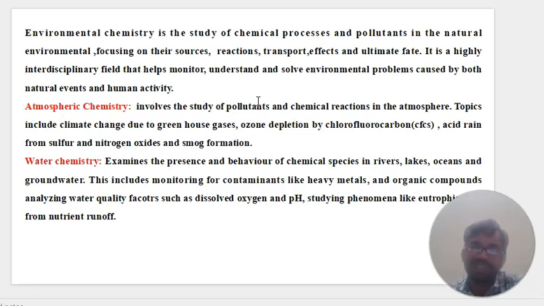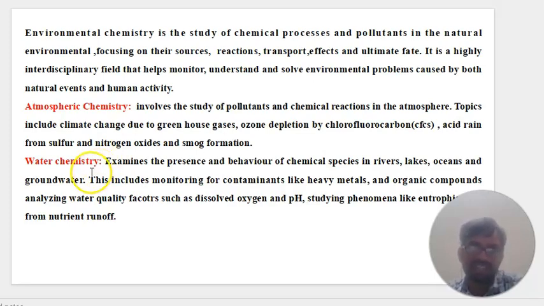In environmental chemistry you can see many branches, like atmospheric chemistry and water chemistry. Atmospheric chemistry especially focuses on how the atmosphere is changing due to greenhouse gases, ozone depletion by chlorofluorocarbons (CFCs), and how acid rain forms due to sulfur and nitrogen oxides.